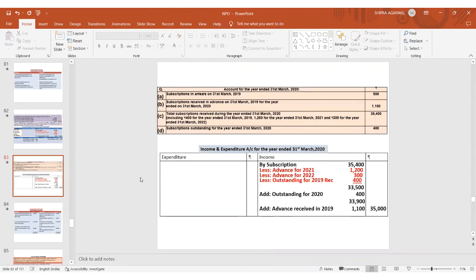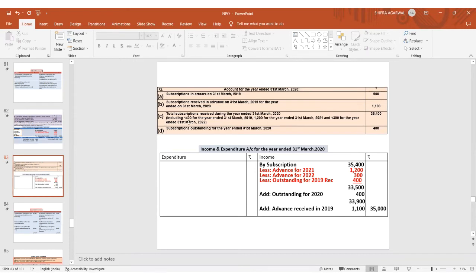One more question. Subscriptions in arrears on 31st March 2019 is 500. Subscription received in advance on 31st March 2019 for the year ended 31st March 2020 is 1100. Total subscription received during the year. Now, the amount of total is given to you, that is 3400. So I start with this, right?